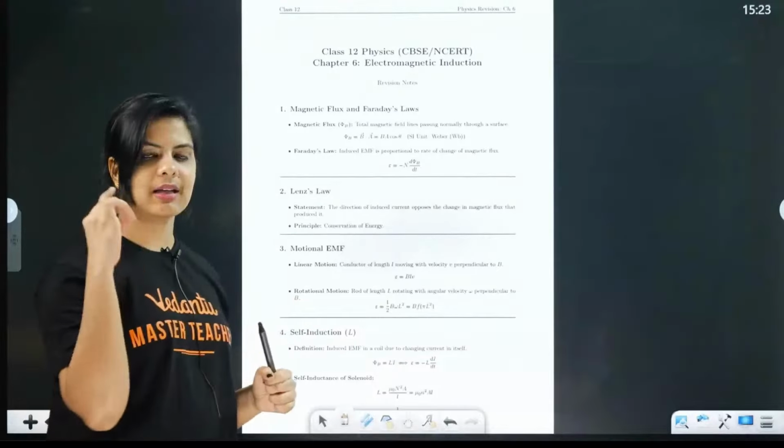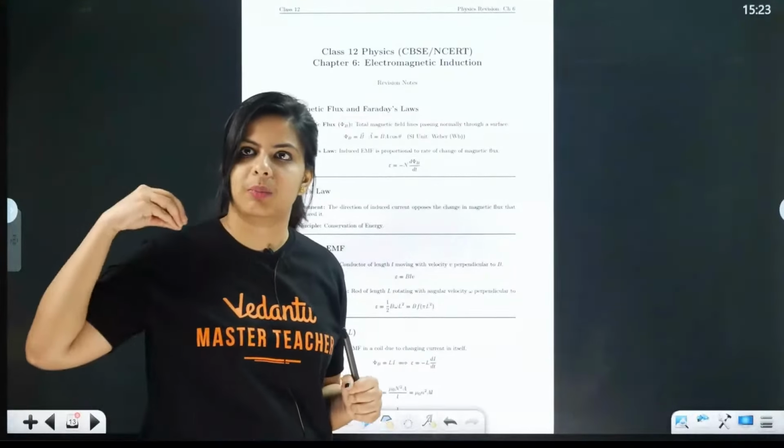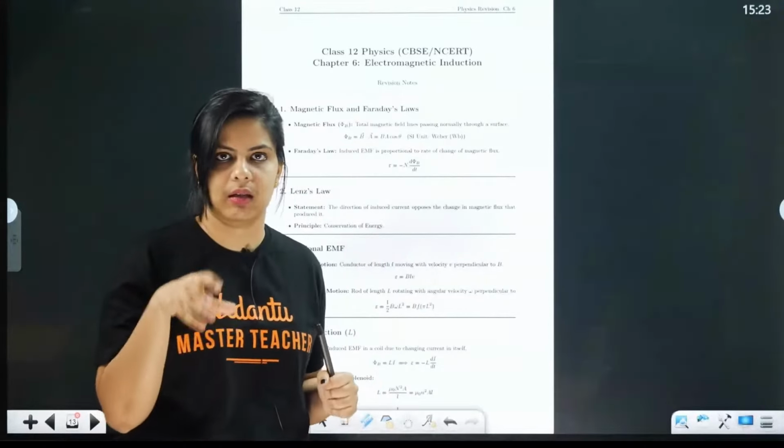Self induction: let us say current is passing through a coil, and in the coil we know an induced EMF will be produced. Correct, an induced EMF will be produced in the coil.